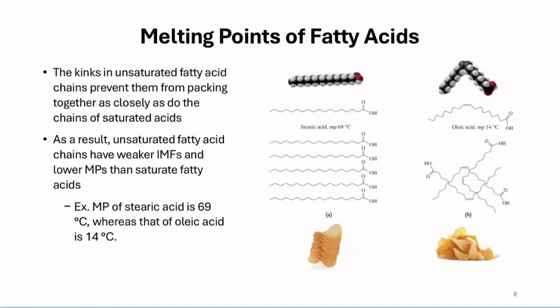Now, if we utilize the same potato chip analogy to look at the packing ability of molecules, unsaturated fatty acids are going to be more like Lay's potato chips or kettle potato chips, which, because of the shape and the kinks in them, will be able to pack, but maybe not as well as the saturated fatty acids.